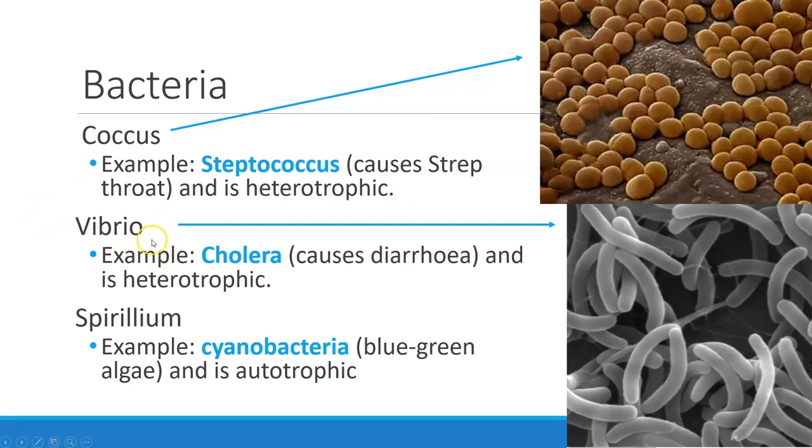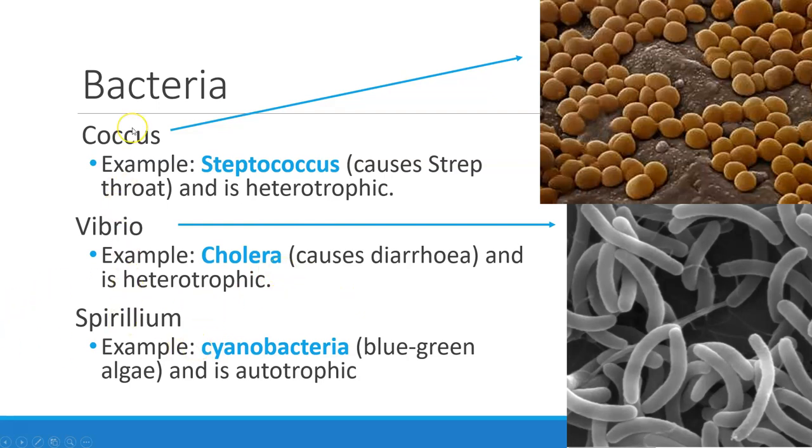Another example is Vibrio, which is cholera. It causes severe diarrhea. So if you've ever been to a third world country, cholera is quite a common one because they don't have very good sewage, and it's often in the water supply. Again, this one is heterotrophic, which means that it needs to consume other microorganisms in order to get its energy. The last one I'm talking about is Spirulium.